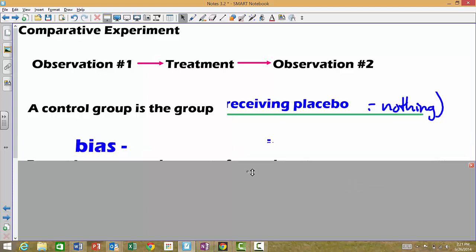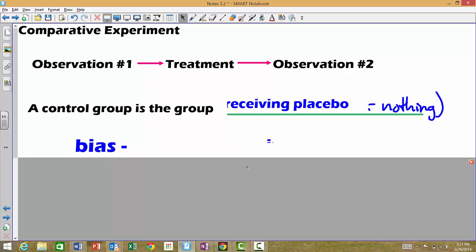And one of the things we want to try to limit is bias. And a bias is if the results turn out in favor of one way or the other based on how the experiment is set up. So bias is a design flaw which systematically favors certain outcomes. So we want to make sure that our experiments are unbiased. And we're going to look for ways to make sure they're unbiased.